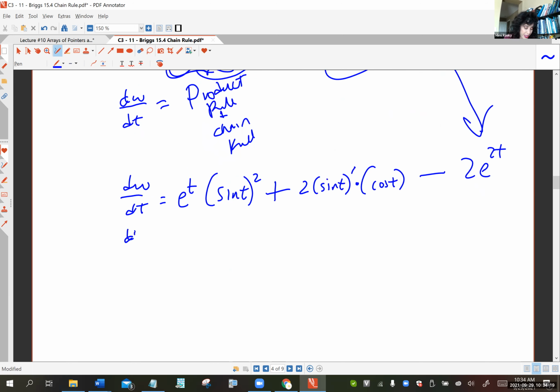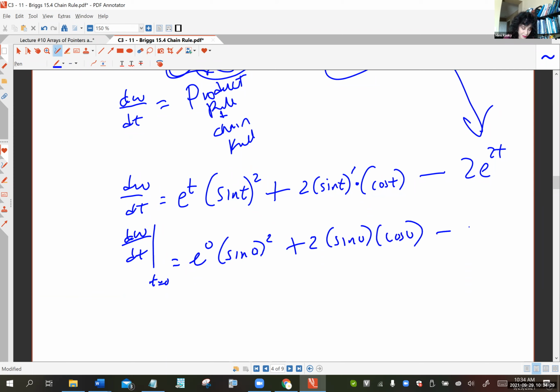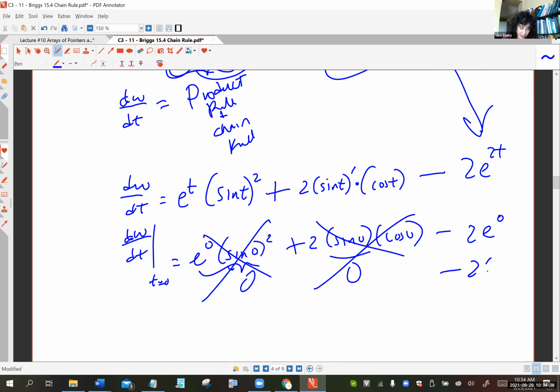And if I evaluate this guy at t equals 0, I hope I get the same thing. And I should. Because sine of 0 is 0, so this is gone. Sine of 0 is 0, that's gone. This is minus 2 times 1, which is negative 2. So it is the same.